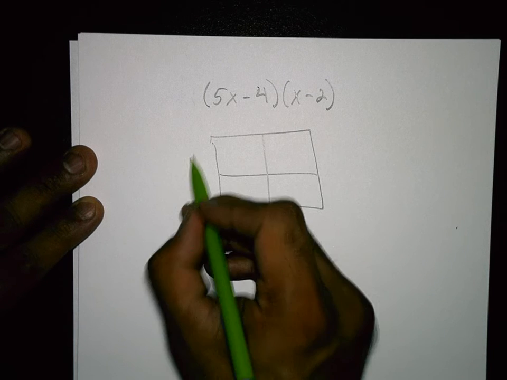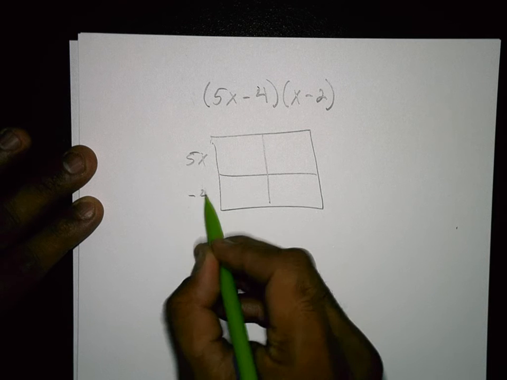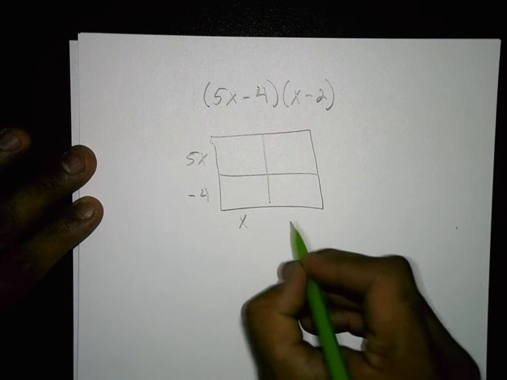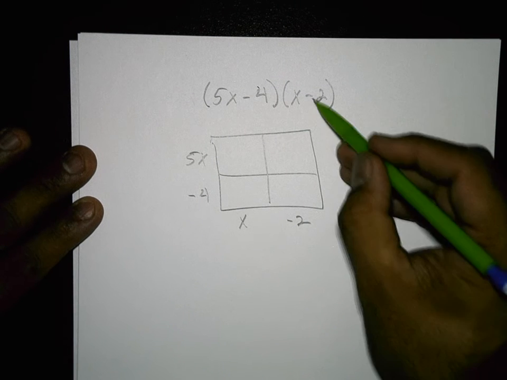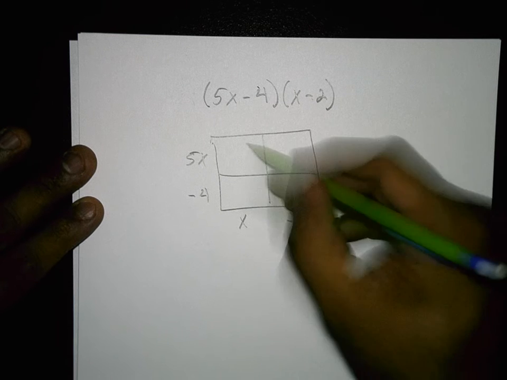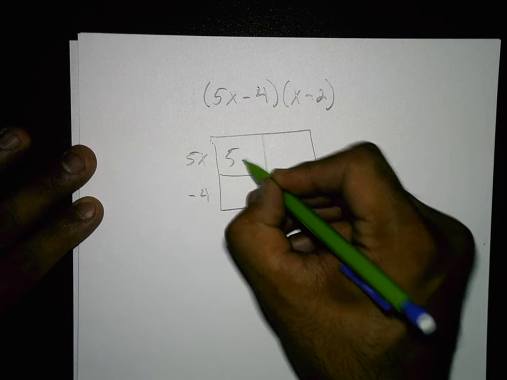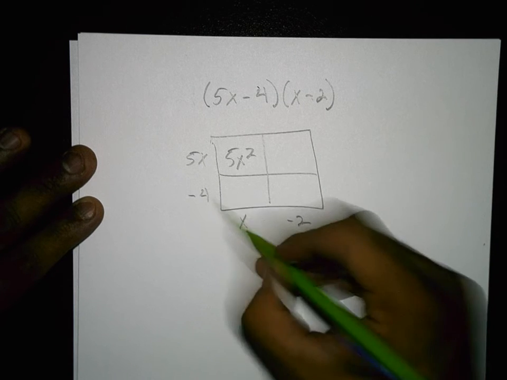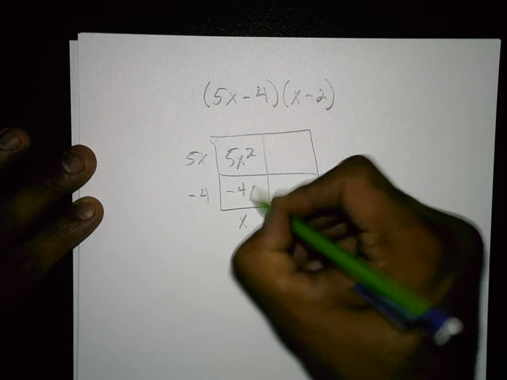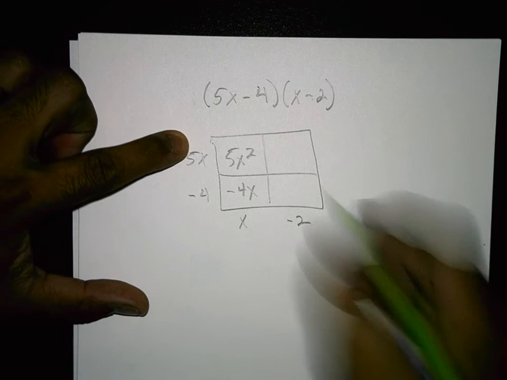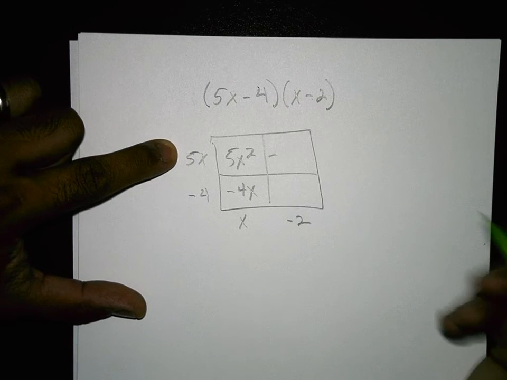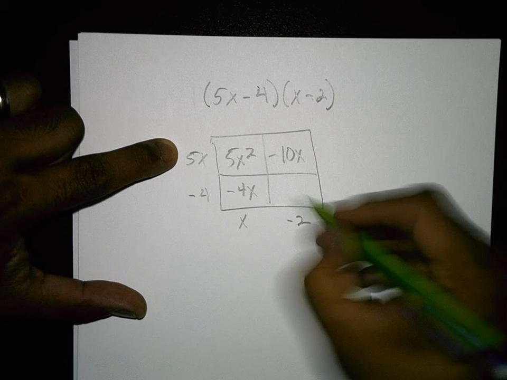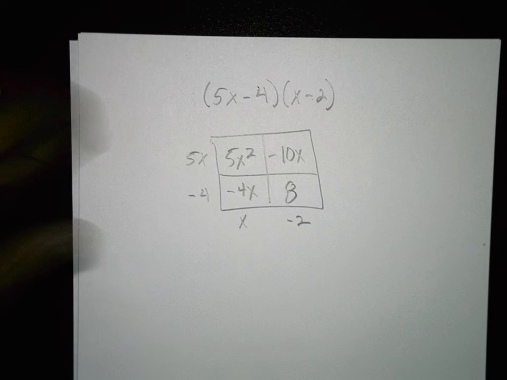Okay, this is going to be a 5x and a negative 4. This is going to be an x and a negative 2. Pay attention to make sure I bring the sign down with it. So here I get 5x squared. Right here I get negative 4x. Multiplying over here I get negative 10x. And right here I get positive 8.